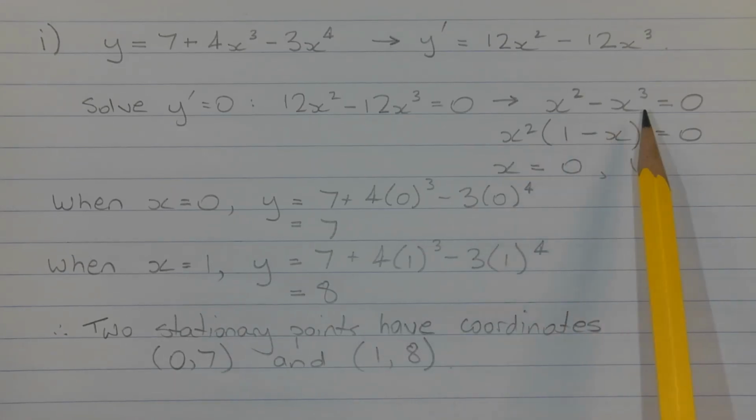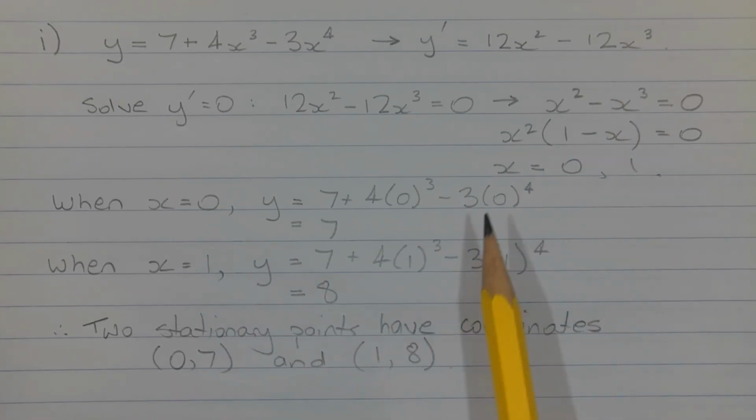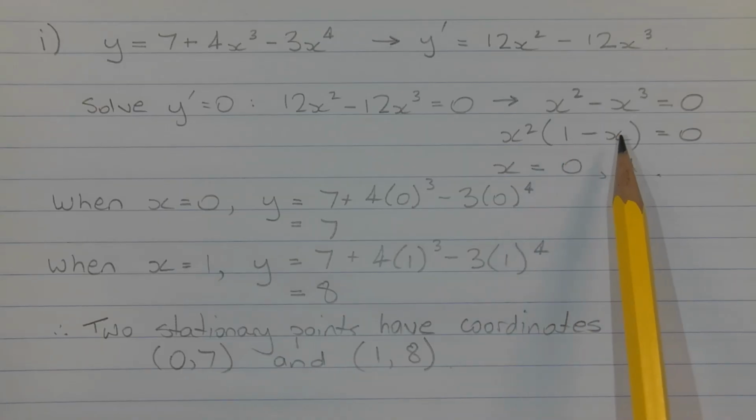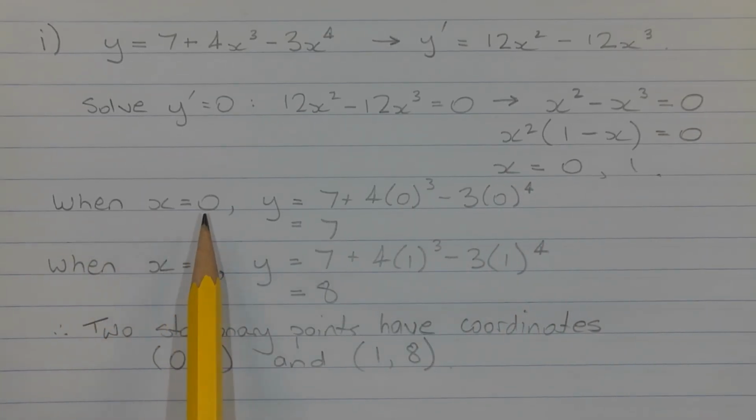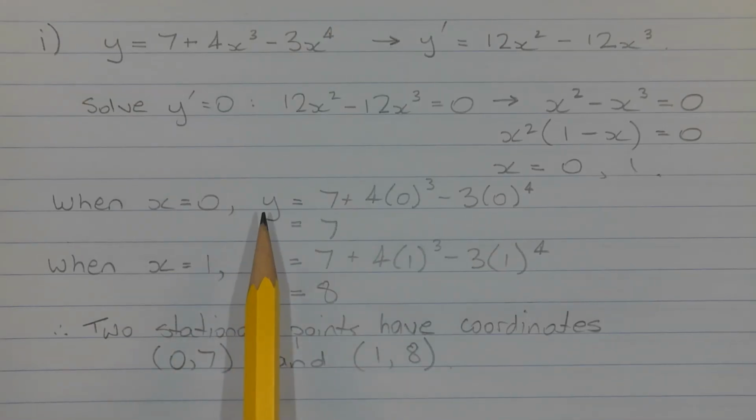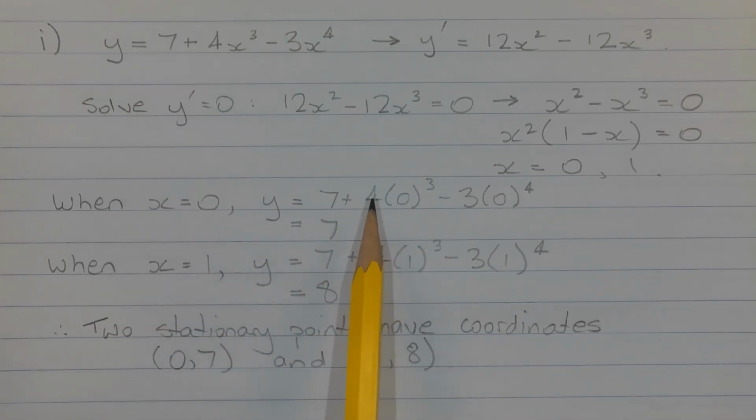Factorising out x squared from the terms on the left hand side, we get x squared times 1 minus x in brackets equals 0. And by the null factor theorem, we arrive at the solution x equals 0 or x equals 1. Now when x equals 0, using the original function, y equals 7 plus 4 times 0 cubed minus 3 times 0 to the power of 4, which equals 7.